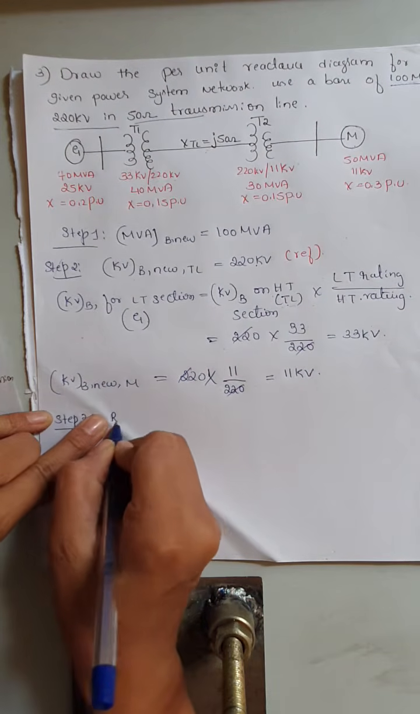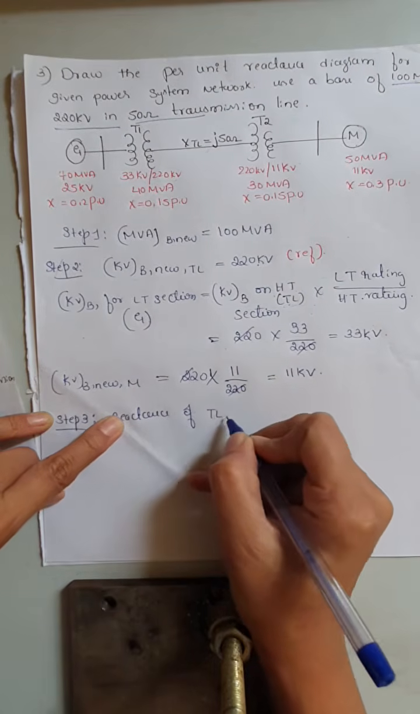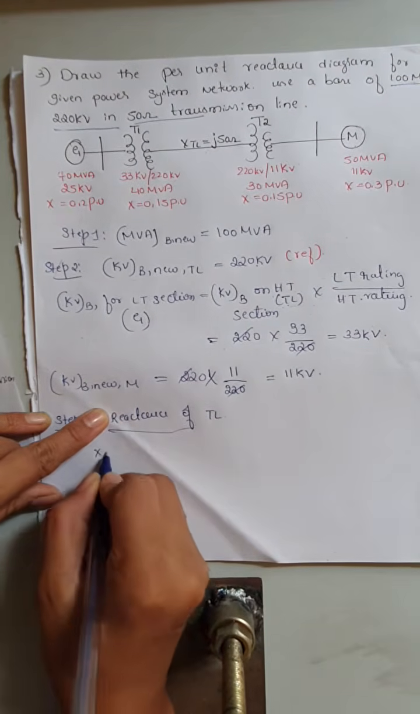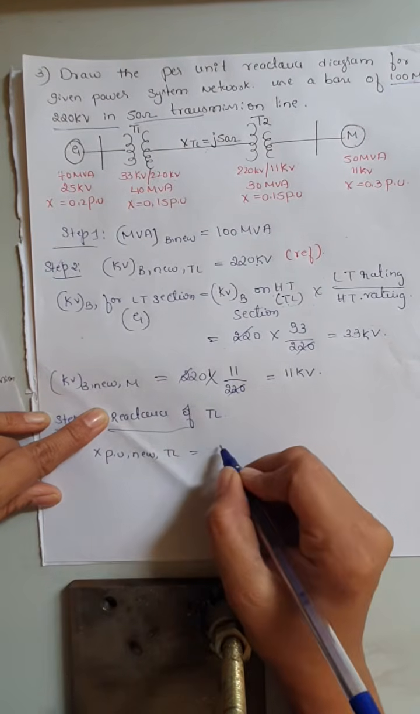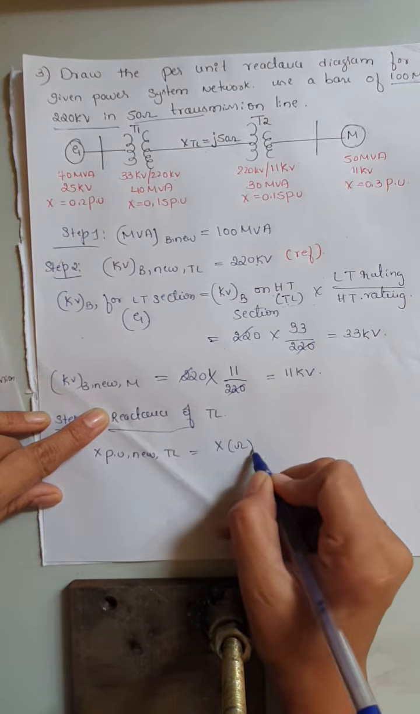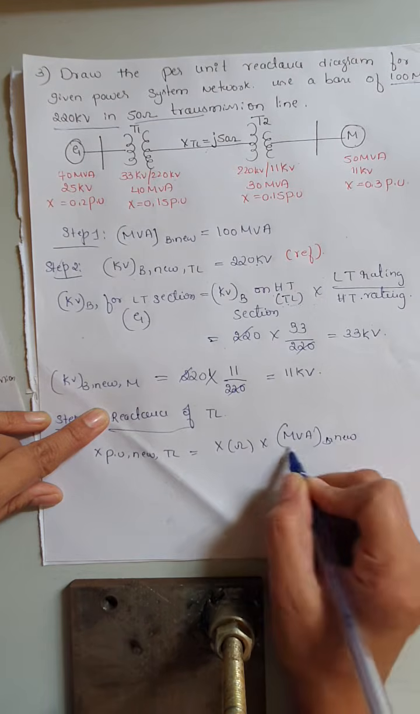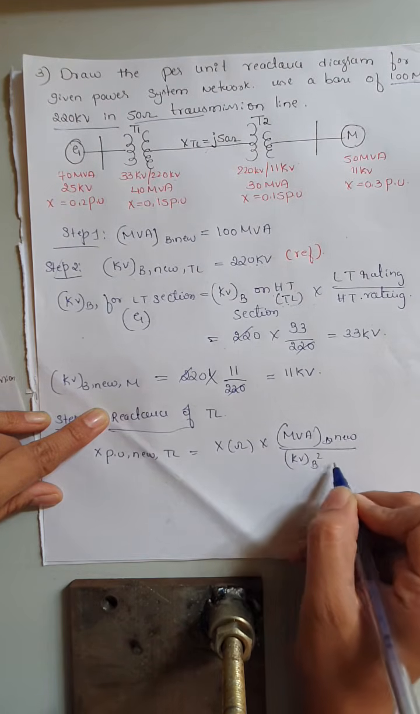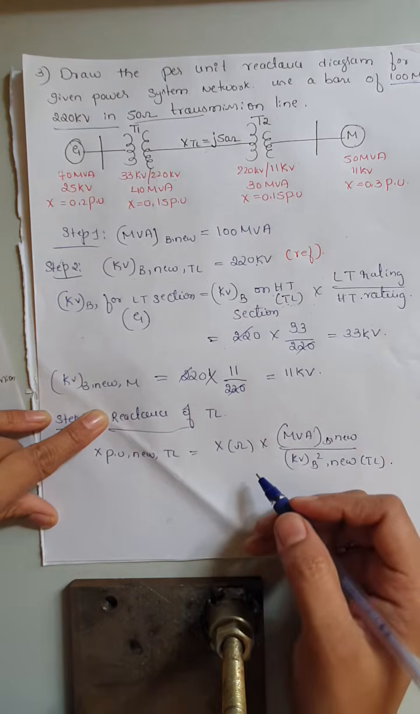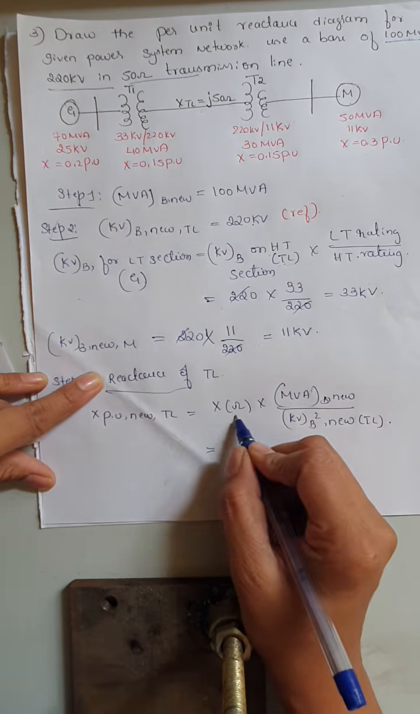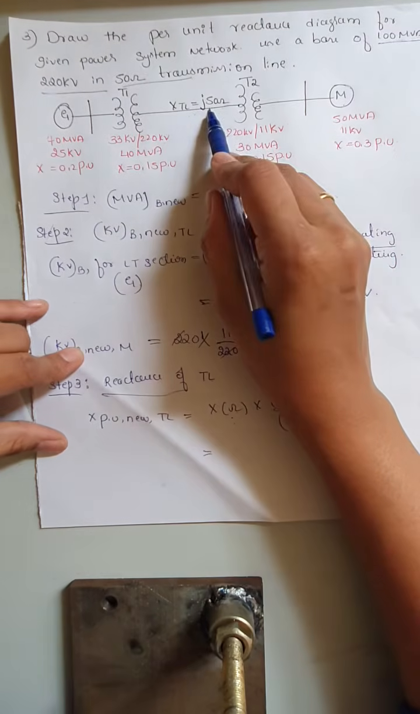So we can write the reactance of transmission line is equal to X per unit new for the transmission line, that is equal to X in ohm multiplied by MVA base new divided by kilovolt base square new of the transmission line. So now observe here, X in ohm is the reactance given for the transmission line in ohm. So that is J50 ohm.